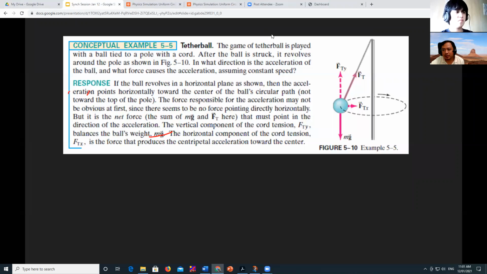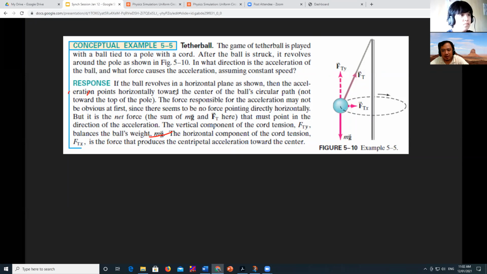Okay, so there is a conceptual example. The game of tether ball is played with a ball tied to a pole with a cord. After the ball is struck, it revolves around the pole as shown in figure 5-10, this one. In what direction is the acceleration of the ball and what force causes the acceleration causing constant speed? So in what direction is the acceleration of the ball daw?